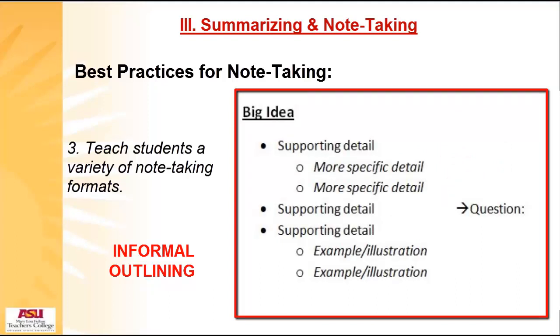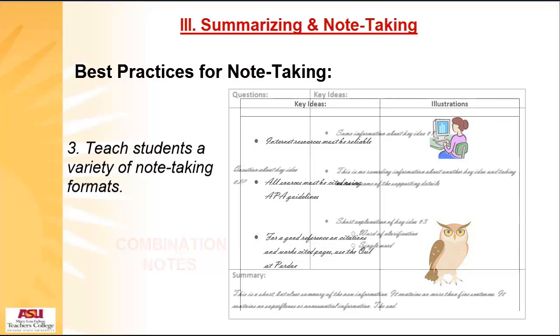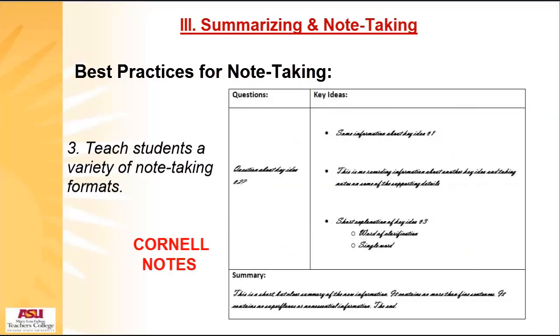informal outlining, creating headings with big ideas and concepts and using bullet points or other marks to record more specific supporting information, or combination notes. This involves using both linguistic and non-linguistic representation while note-taking. There are also more formal note-taking strategies such as Cornell notes and thinking maps. Each of these strategies are appropriate in different situations if they are explained and modeled appropriately.